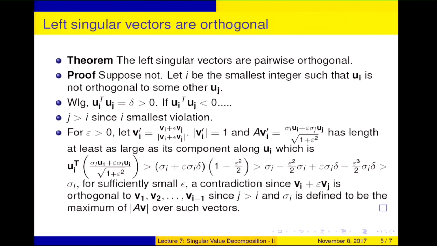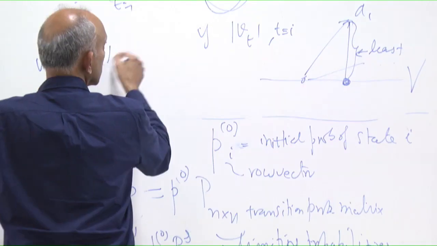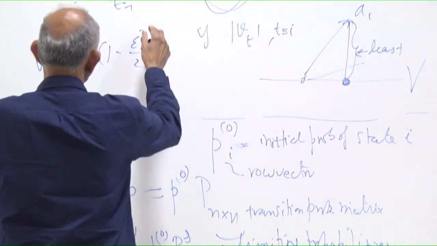Okay. And this is epsilon sigma i uj, this is still ui, sorry. So ui transpose ui is 1, so you get sigma i. ui transpose uj is delta, so you get epsilon sigma i delta. And this I've written, let's see, square root of, I think that's just absolutely true, right? So I get 1 over square root of 1 plus epsilon squared, times 1 minus epsilon squared over 2, is less than 1, right?